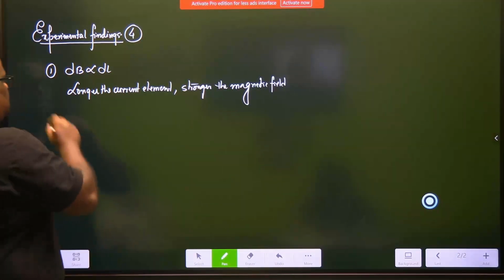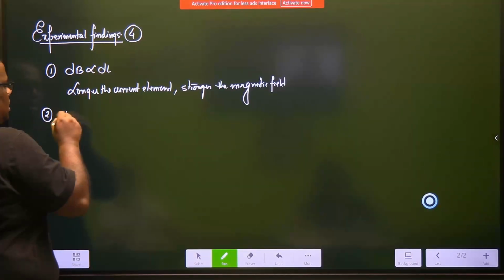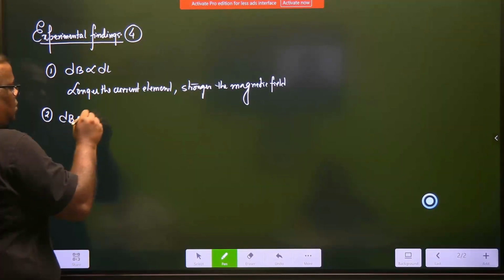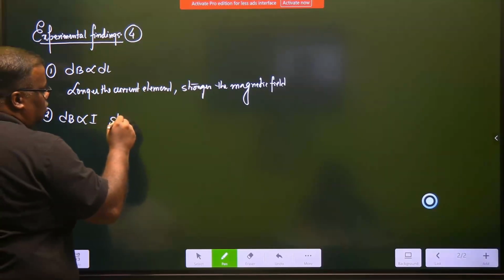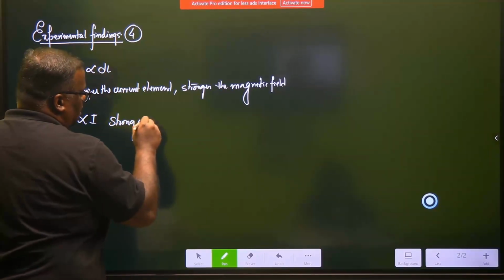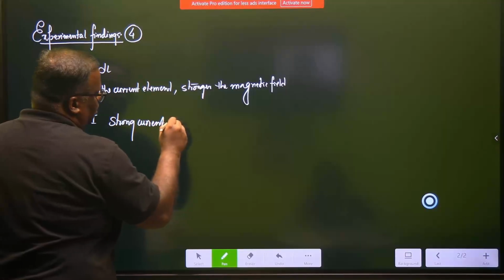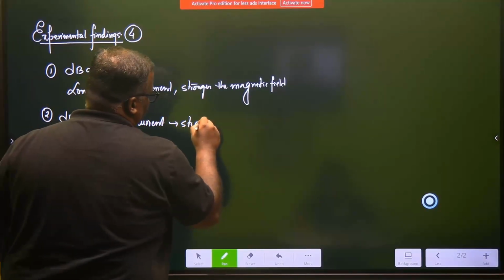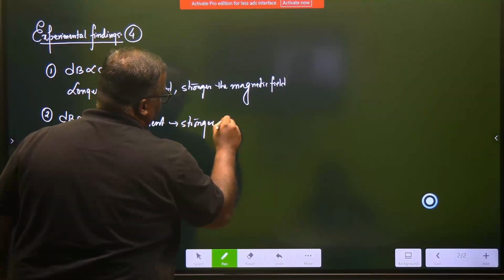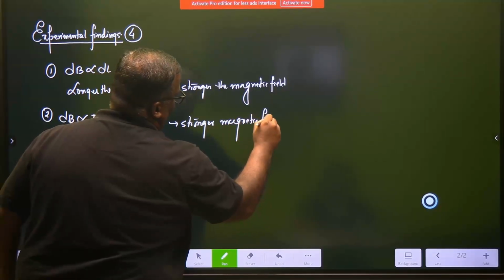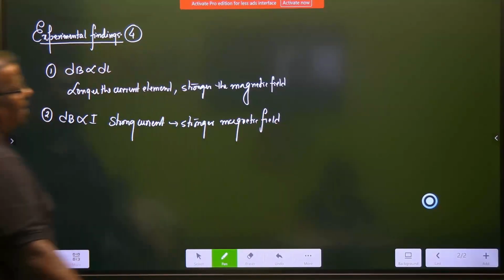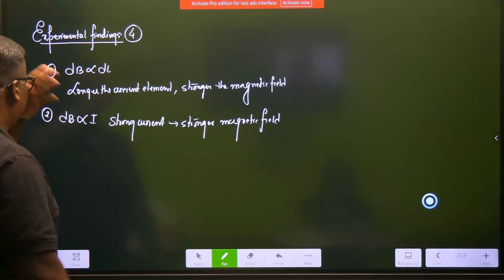The second one, dB was found to be directly proportional to I. So a stronger current will contribute to a stronger magnetic field.